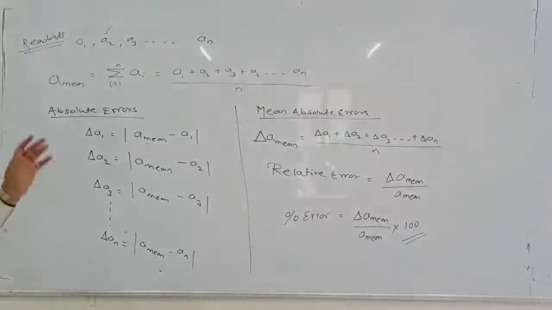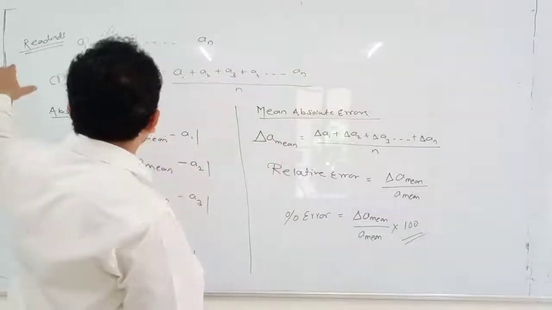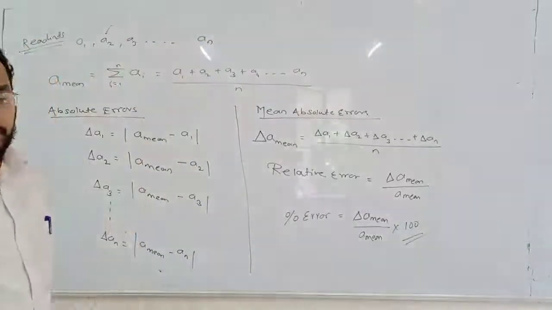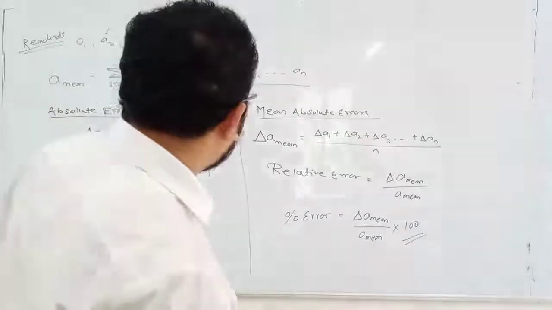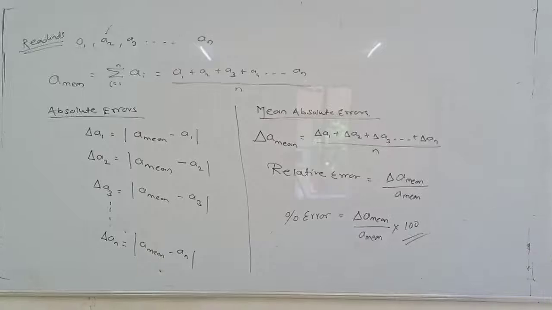ठीक आहे. So error म्हणजे काय? Actual value minus measured value. Then A1, A2, A3 are what? Measured values of all the experiment. Then I have taken average of all the values to get actual value or approximate actual value.